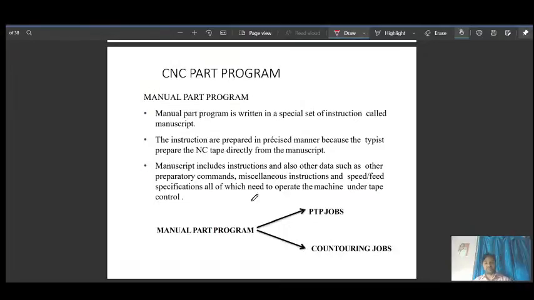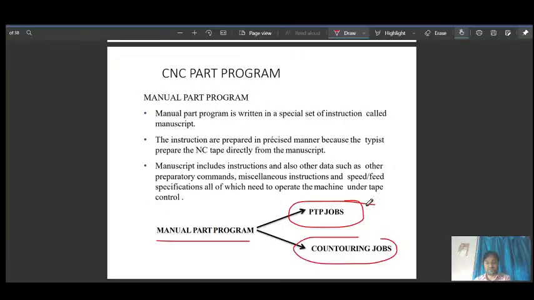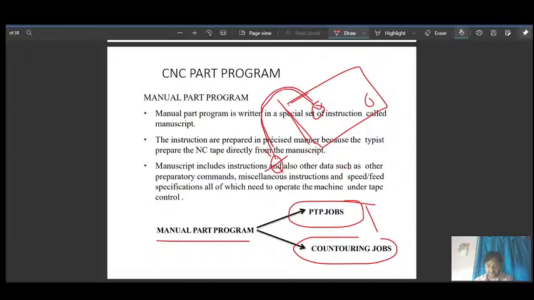As we have also discussed for manual part programs, there are point to point jobs and contouring jobs, where point to point was mainly for drilling purposes. This one is your workpiece, seen from the top. Suppose the tool is somewhere here and you have to drill here and here, so you will use a point to point program. From here the tool will quickly move to here, and when I draw this curve, it does not mean the tool will follow this curve.